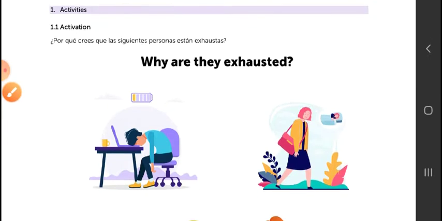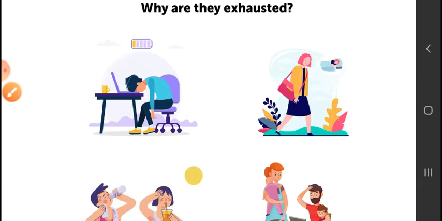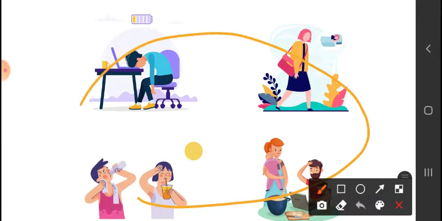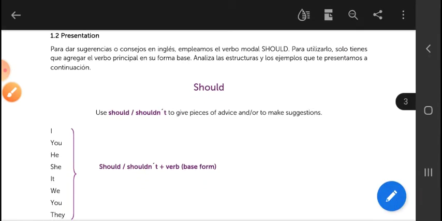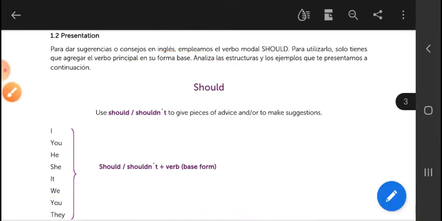In the activation part tenemos pictures. We have pictures over here. We have to guess, tenemos que adivinar the reason why these people are exhausted in the activation part. Then in the presentation part we have the grammar rules. Yes, el enfoque gramático. We are going to learn how to write suggestions in English. Vamos a aprender cómo escribir sugerencias or advice in English.